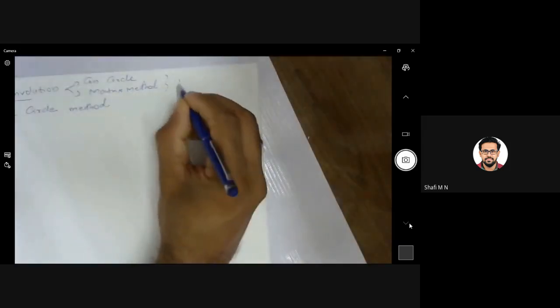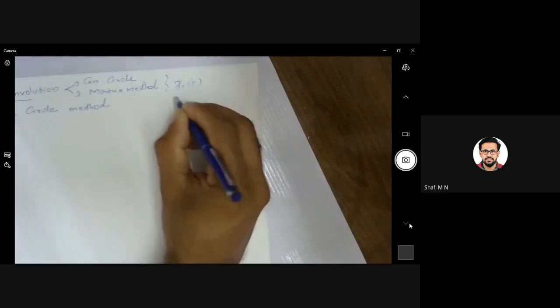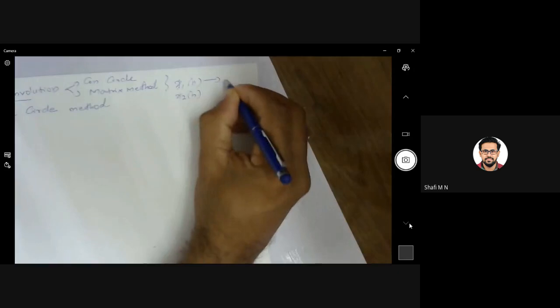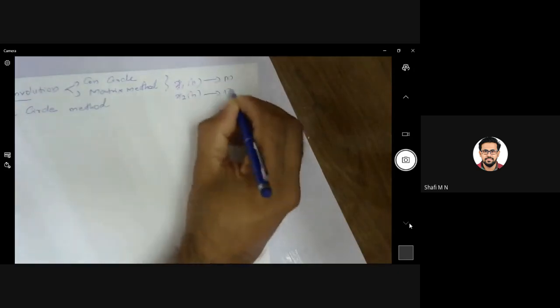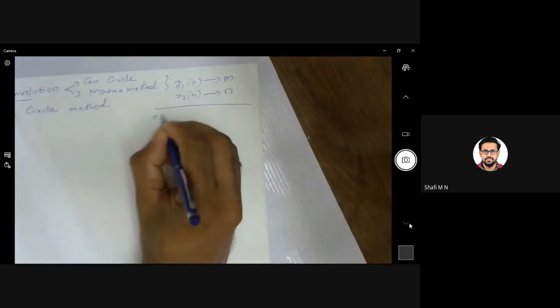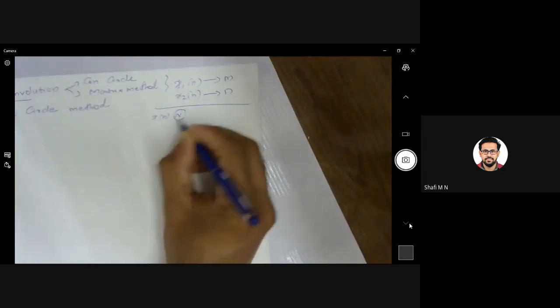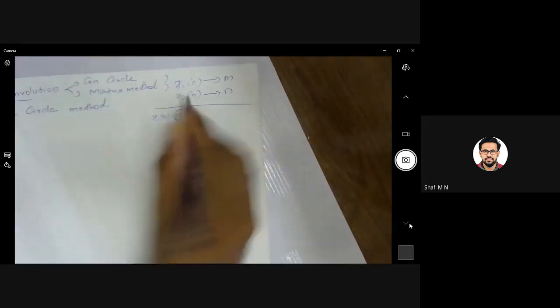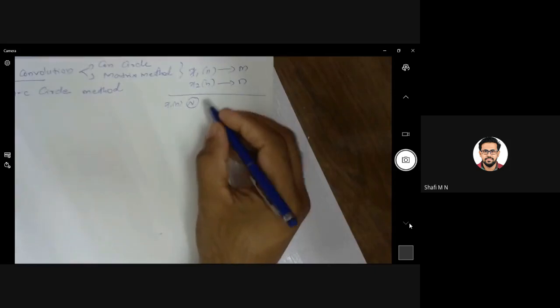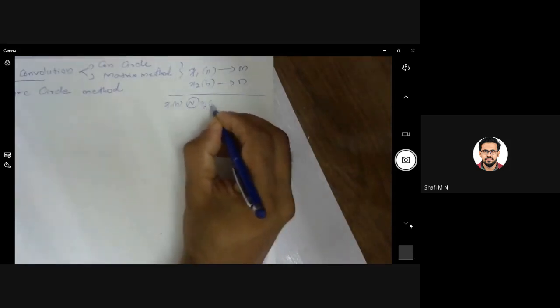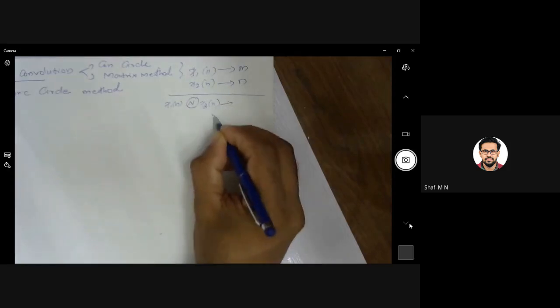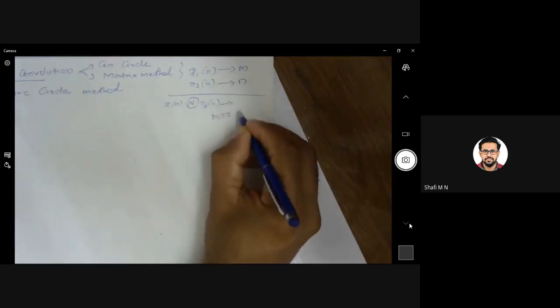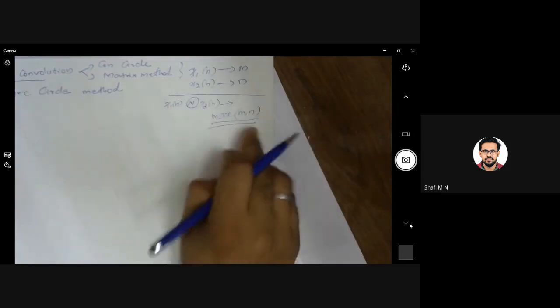So in circular convolution, the length of the sequence. If we consider two sequences, x1 of n and x2 of n, let x1 have length m and x2 have length n. Then the circular convolution of x1 of n and x2 of n will be denoted like this. We have seen that earlier when learning the properties. This is linear convolution and this is circular convolution. The length of x1 of n circular convolved with x2 of n will be the maximum of m comma n.